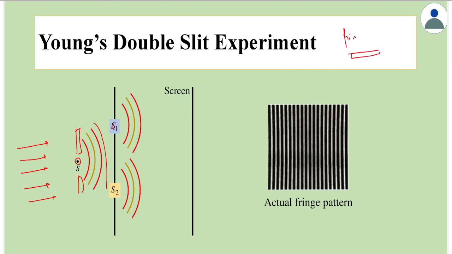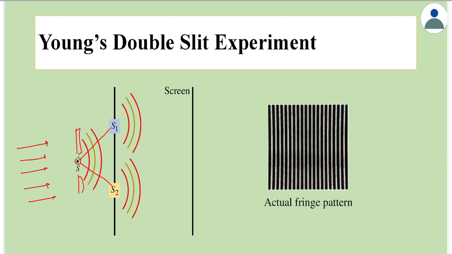They could be like pinholes or they could be like slits. Pinhole means a small opening, slit means a narrow opening. So basically we have two openings called S1 and S2. Here S1 and S2 are at equal distance from the source S. The distance from source S to S1 and S2 will be the same.